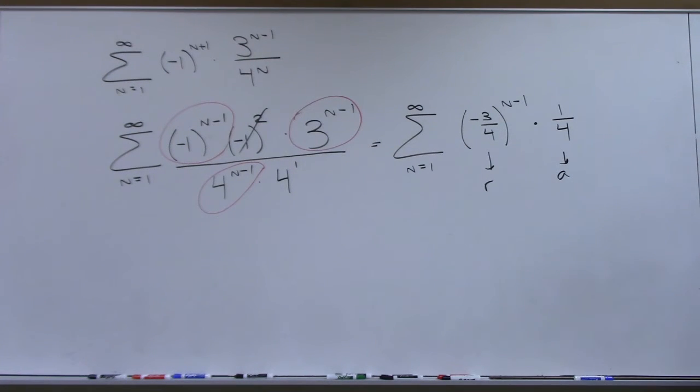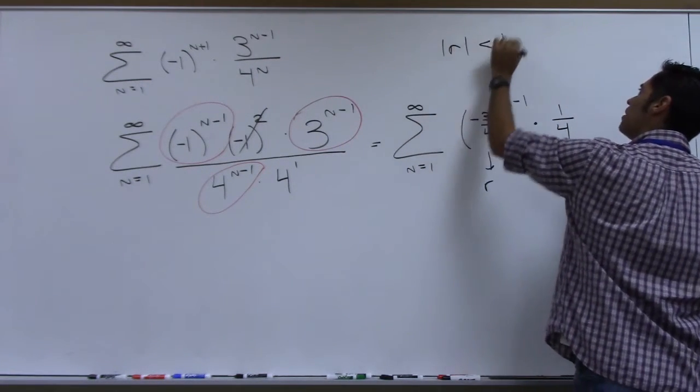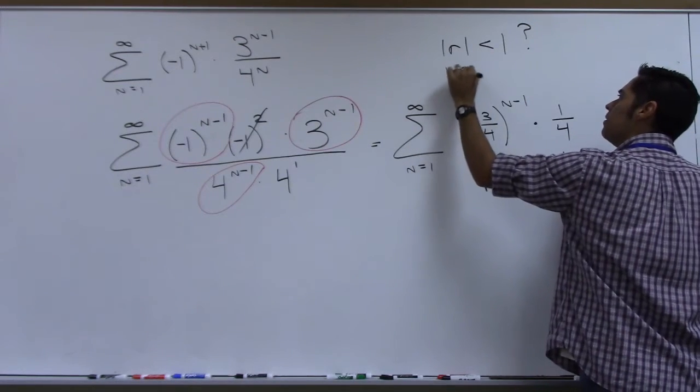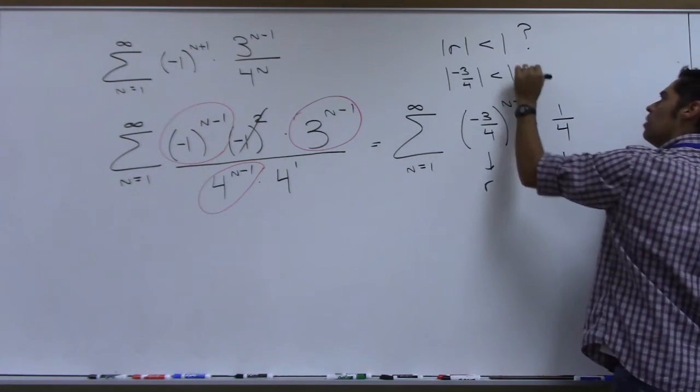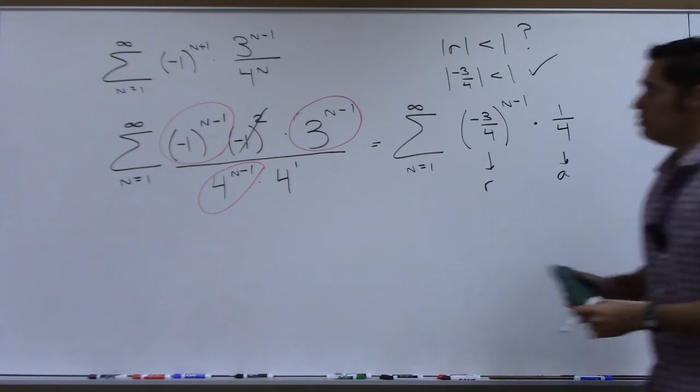Does this converge or diverge? What do I have to check? The absolute value of R has got to be less than 1. And it is. The absolute value of R needs to be less than 1. That's the question. That's the absolute value of negative 3/4. That is less than 1. Check. It converges then. And what does it converge to?